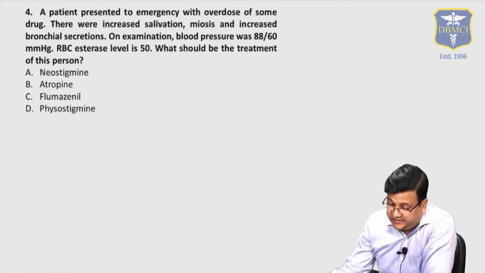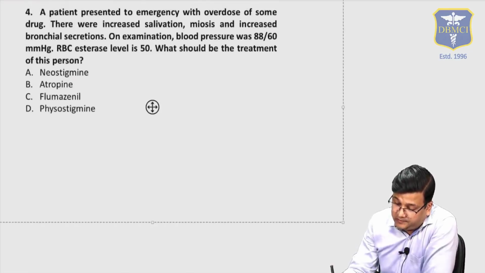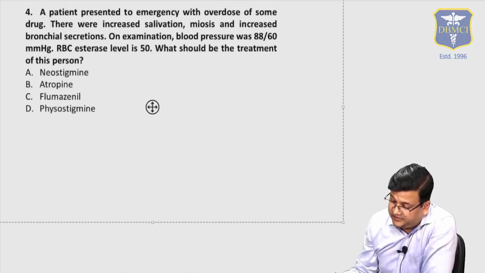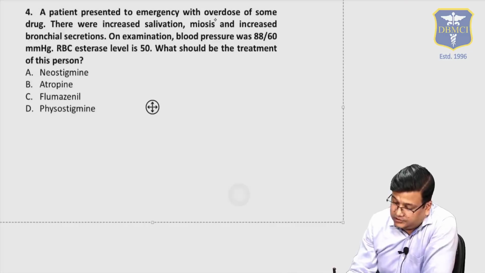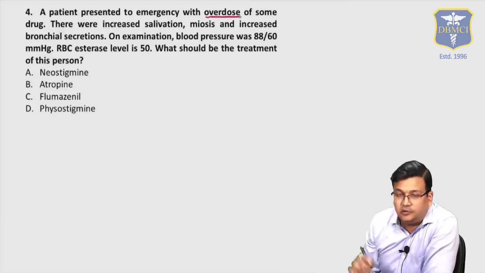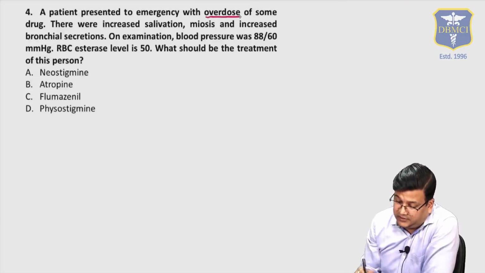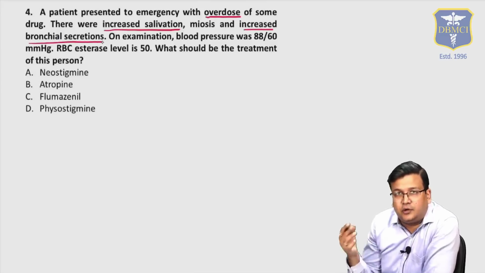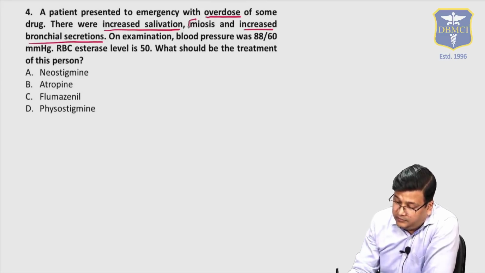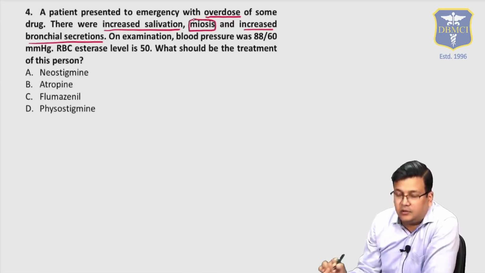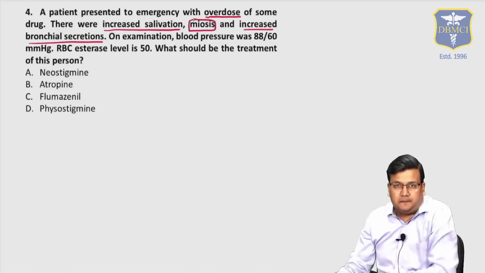Question number 4 says that a patient presented to emergency with overdose. So first we highlight the word overdose. We are looking at a drug overdose of some drug. Increase in salivation, increase in bronchial secretion. So secretions have gone up along with miosis. Now miosis is always an important feature.